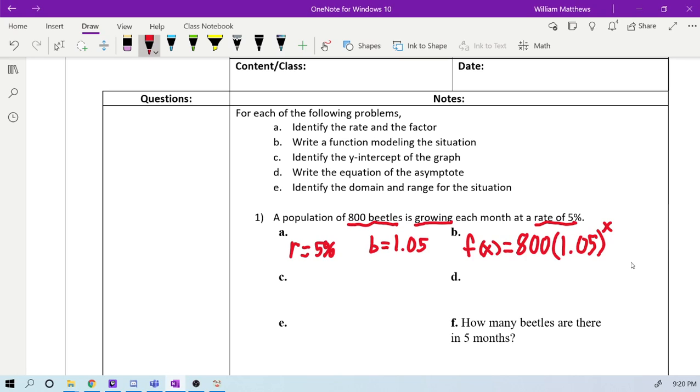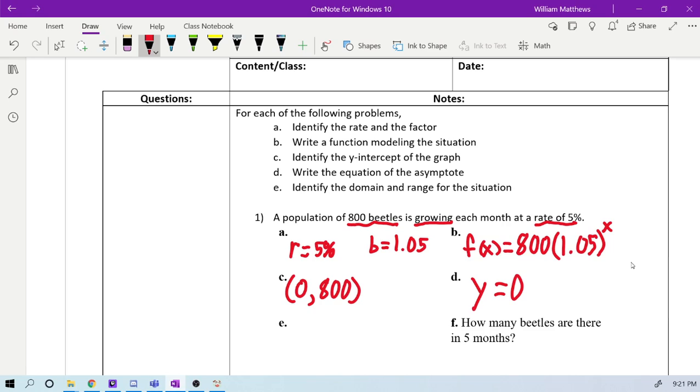It wants us to identify the y-intercept. Another thing we need to remember about the y-intercept is it is the start of our function, when our x value is 0. In this case, that would be (0, 800). We started off with 800 beetles. For D, it wants us to write the equation of the asymptote. Now we haven't shifted our equation at all, so this is still going to keep our asymptote equation y equals 0. We haven't changed its location.